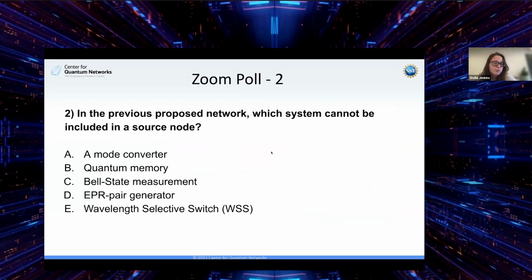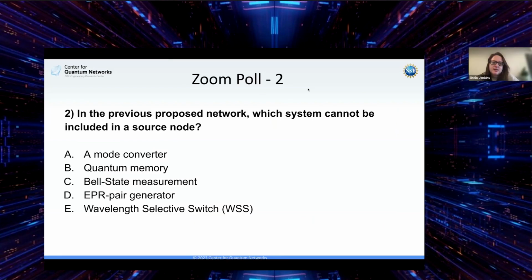Okay, our Zoom poll question 2. So what we just talked about in our proposed network, which systems cannot be included in your source node? This is solely based on the assumptions that we talked about for systems that we've shown today.